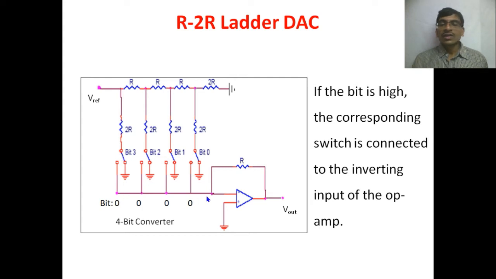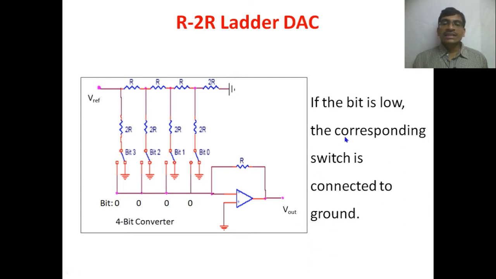Okay, and next thing, if the bit is low, the corresponding switch will be connected to the ground, like that. Here, assuming all bits are 0, that's why all are connected to the zeros. Let us analyze this circuit. What is the output voltage equation, so that we can easily understand whether this circuit is working like a digital to analog converter or not.